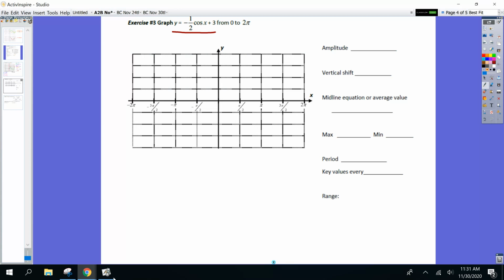Liz, are you ready? Yeah. All right, here we go, Liz. Amplitude. And I'm hoping you make a mistake here for a reason. If you don't, that's fine. Kudos to you. Amplitude, that's the A value out in front, which is what? -1/2. Okay, thank you for making the mistake.